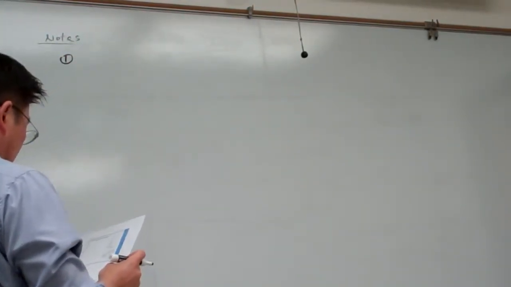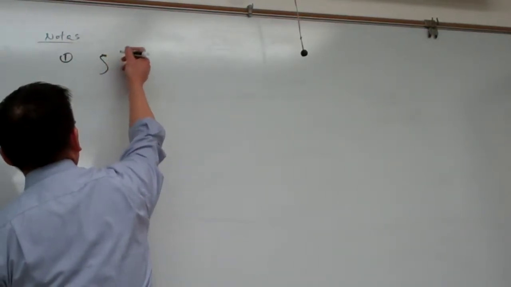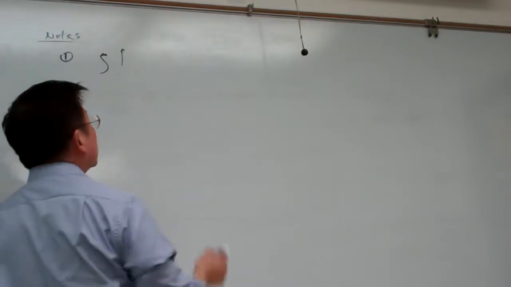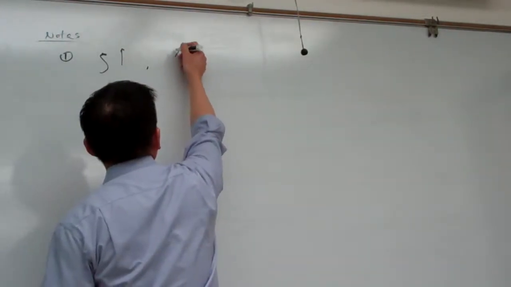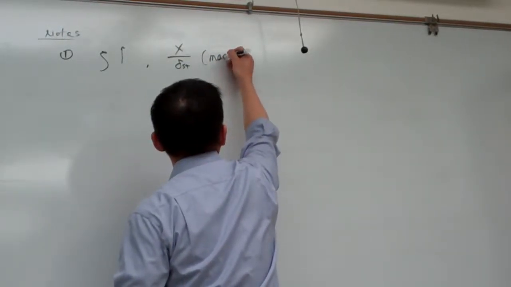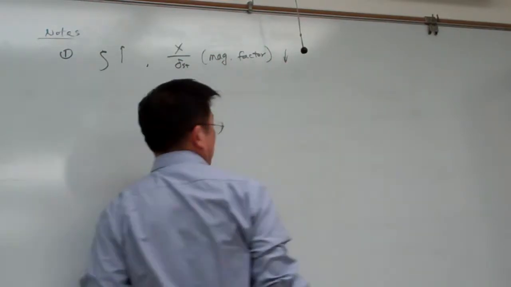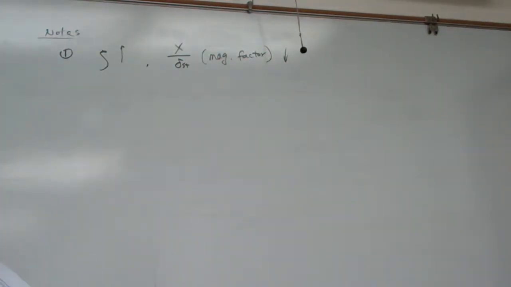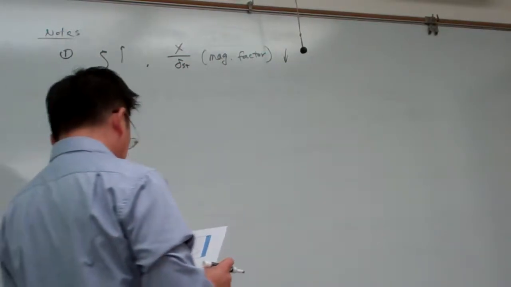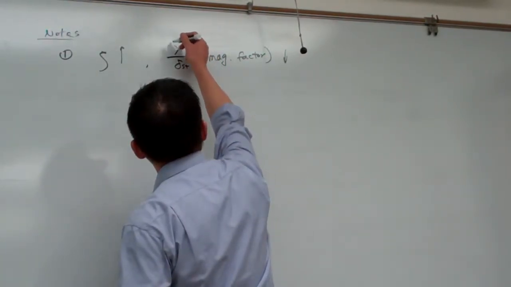The first one is, when the damping ratio increases, then we expect the magnification factor will keep decreasing. Okay, so I would say the maximum of this magnitude will be decreasing.